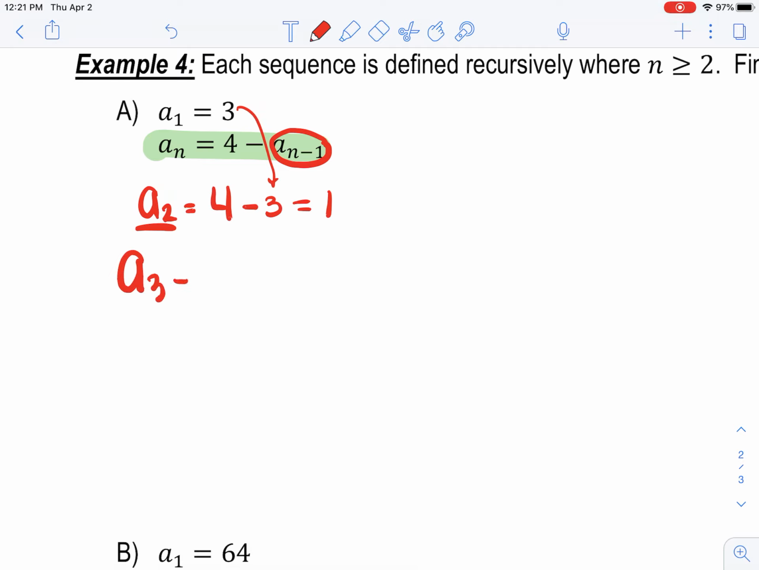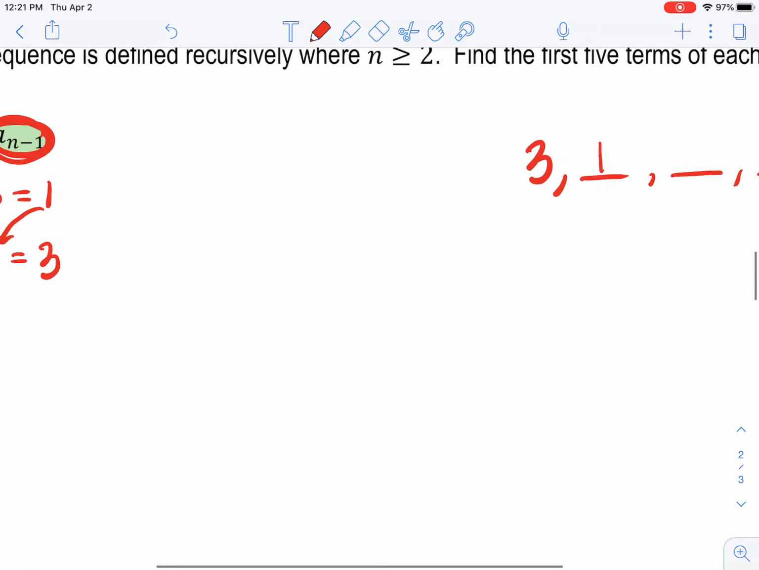Now to get my third term, I'm doing 4 minus, and then once again, this means the previous term. The previous term is 1. 4 minus 1 is 3.